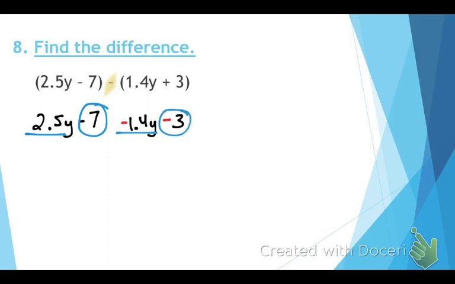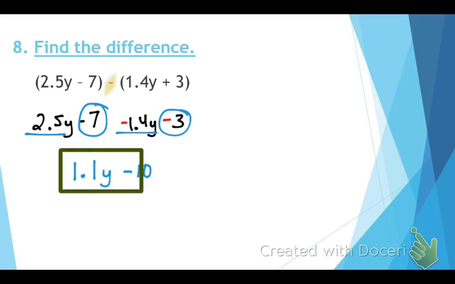What is 2.5 minus 1.4? Now here's the deal. A lot of people put 1.1, but they forgot to put what family it was in. What family is that? Y. The y family. You got to keep that variable there. What's negative 7 minus 3? Negative. Same sign, add and keep. Add the numbers, keep the sign.